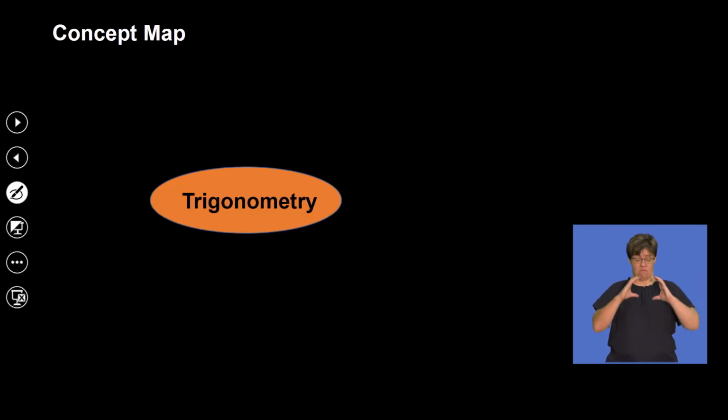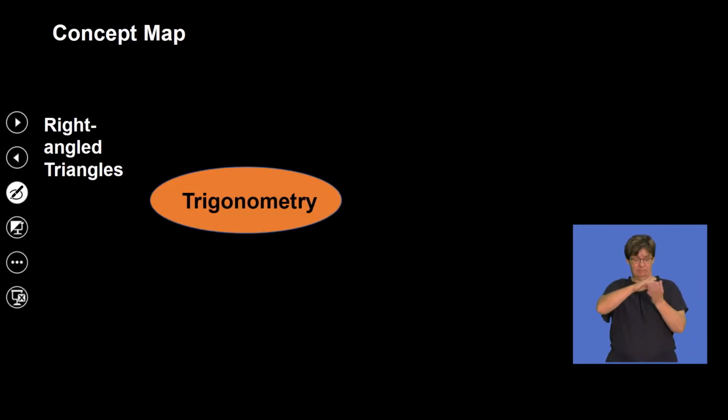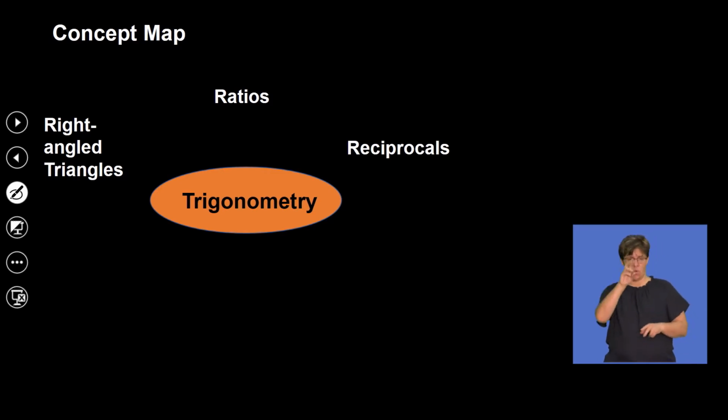Now, today our concept map will actually be right angles. That's the first thing that we're going to try and revise. We're also going to revise ratios and the reciprocals. We're also going to revise some special angles. By the way, we're going to add 2 special angles, but I will tell you all about them.